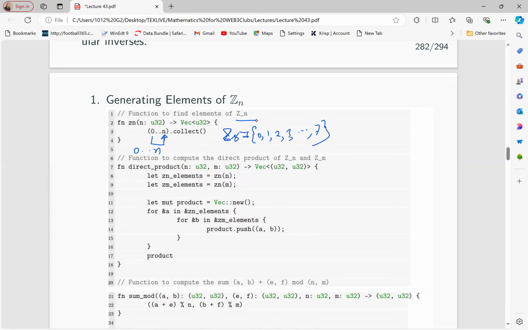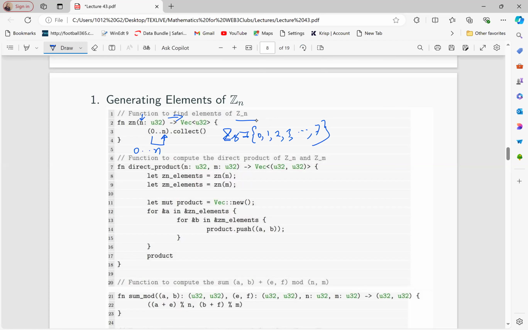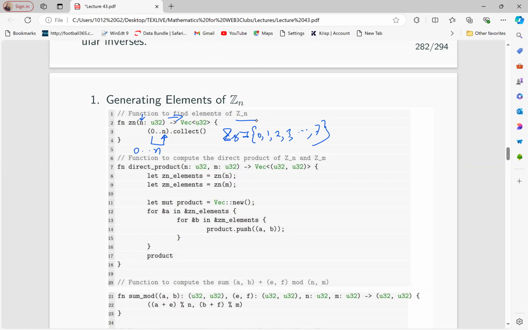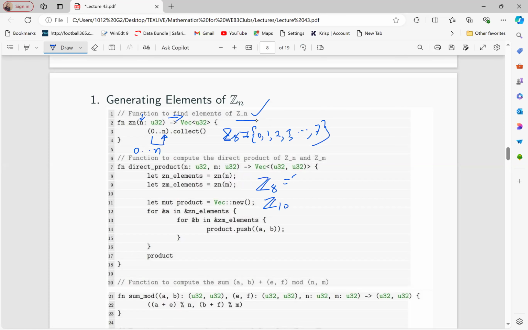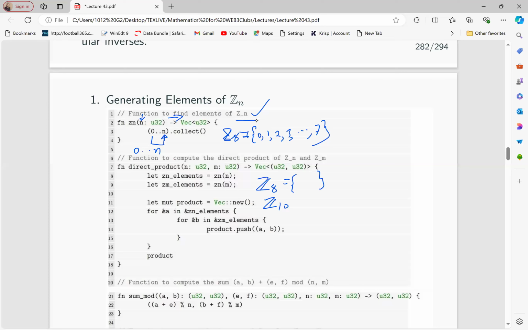So it's running through. You input 8, and then it will give you the elements from 0 to 7. That's what this part is doing. So that means if you give it Z8 and Z10, you should be able to come up with these elements and also these elements before proceeding to this other step, where it's now computing the direct product.